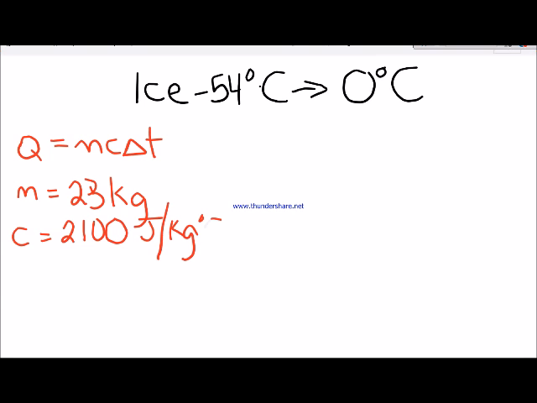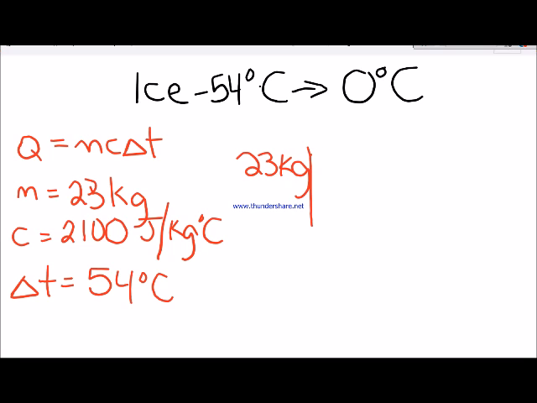So, we have to figure out what numbers go where in the heat formula. We know that the mass is 23 kilograms. We will be using the specific heat of ice, which is 2100 joules over kilogram Celsius. And the change of temp will be 54 Celsius degrees.